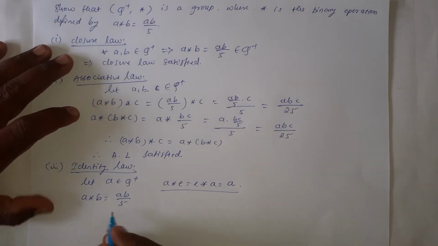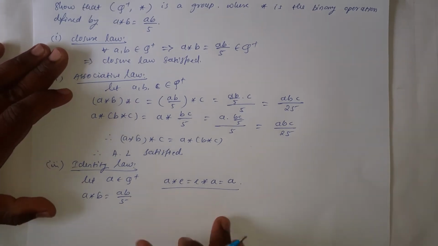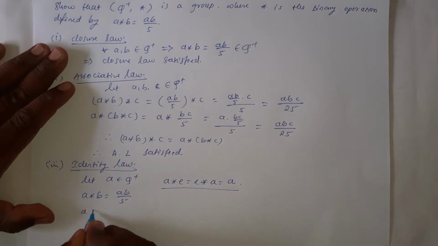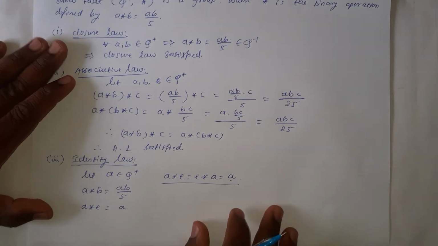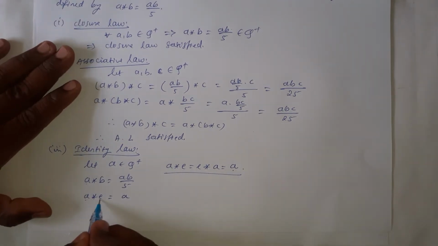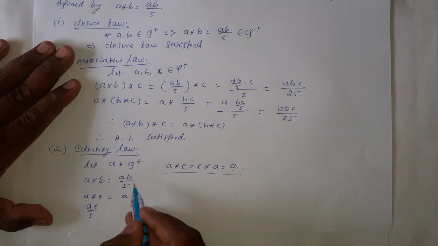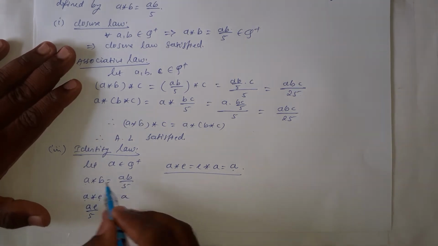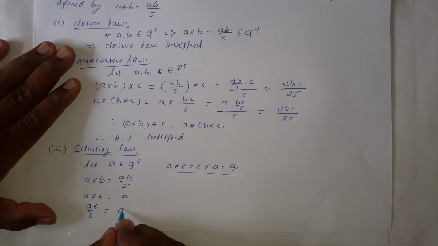For that, let us consider the identity element E in place of B. So, therefore, here A star E is equal to what? The result is A itself. So, that is equal to A. Now, A star E is equal to what? A into E divided by 5, because the definition of star is like that, that is A star B is equal to AB by 5. Hence, A star E is equal to AE divided by 5, which is equal to A.